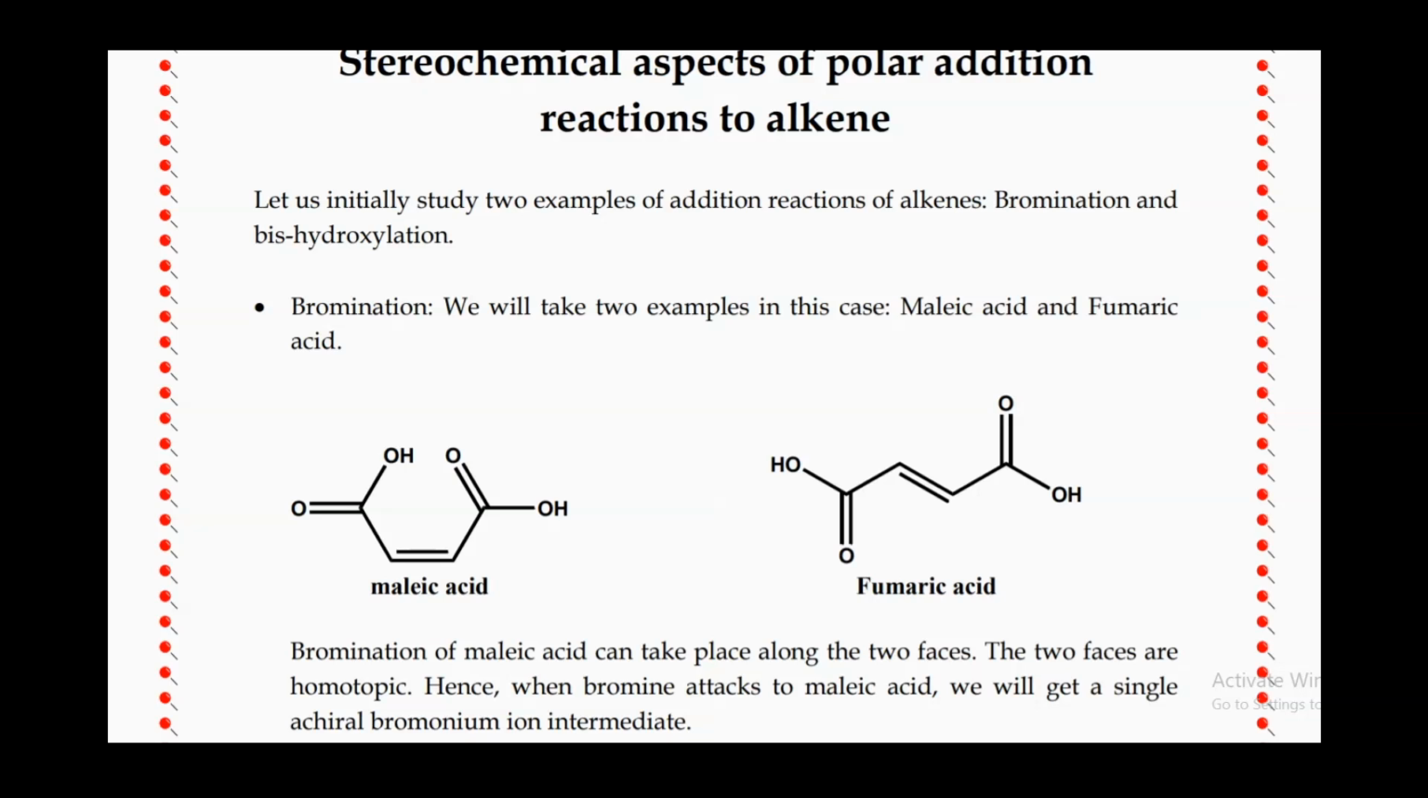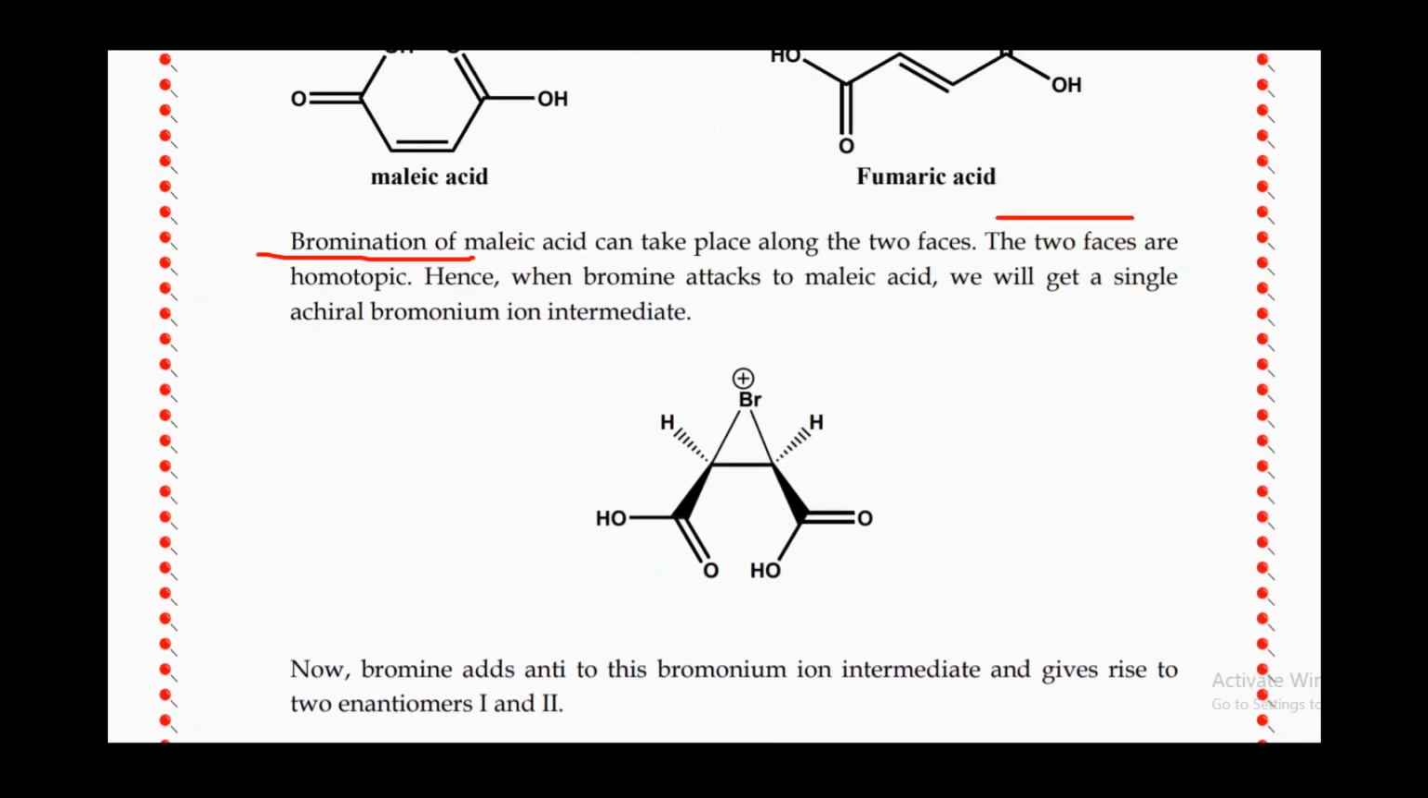Students, welcome to my fourth lecture in the dynamic stereochemistry series, and we will discuss today some stereochemical aspects of polar addition reaction to alkenes. As you can see here, we will be discussing two very important reactions. One is the bromination, as you can see, and another is the base hydroxylation. So let us start with the bromination reaction.